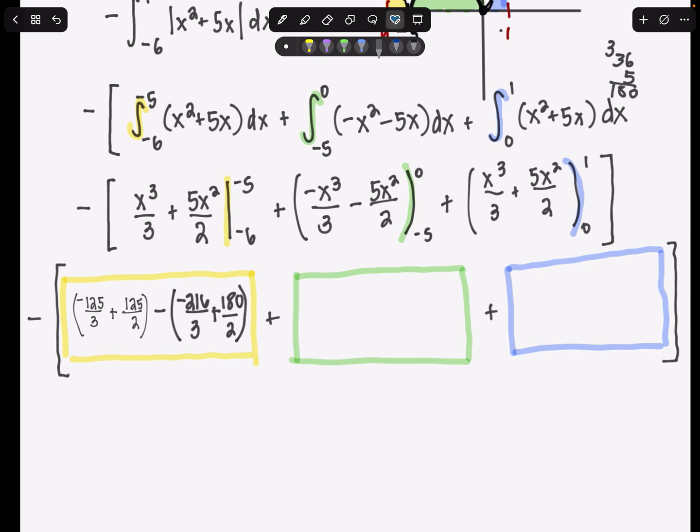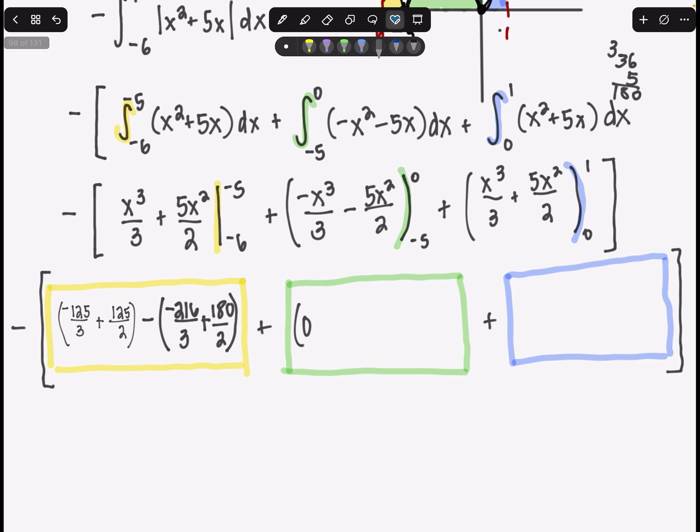Now we're going to do the green piece. When you put a 0 in, you're going to get 0 over 3. I'm just going to show my work here. 0 over 3 minus 0 over 2 minus, and then we're going to put the -5 in. So -125, and then I've got the opposite of that, so that's going to be positive 125 over 3 minus 25 times 5 is 125 again over 2.